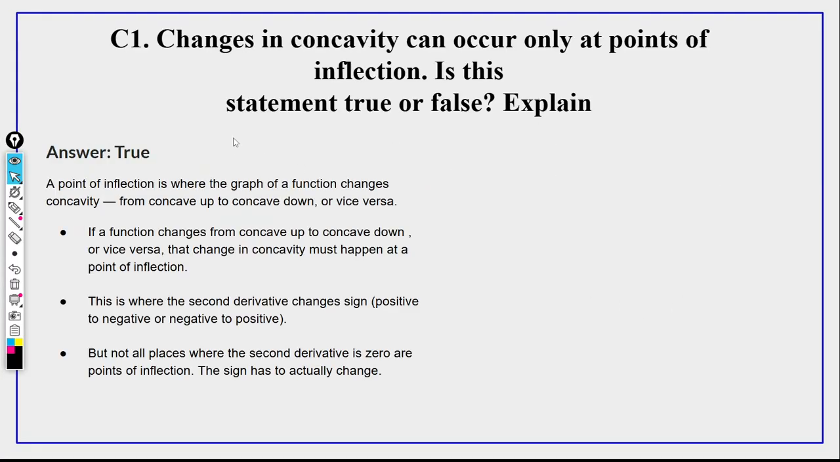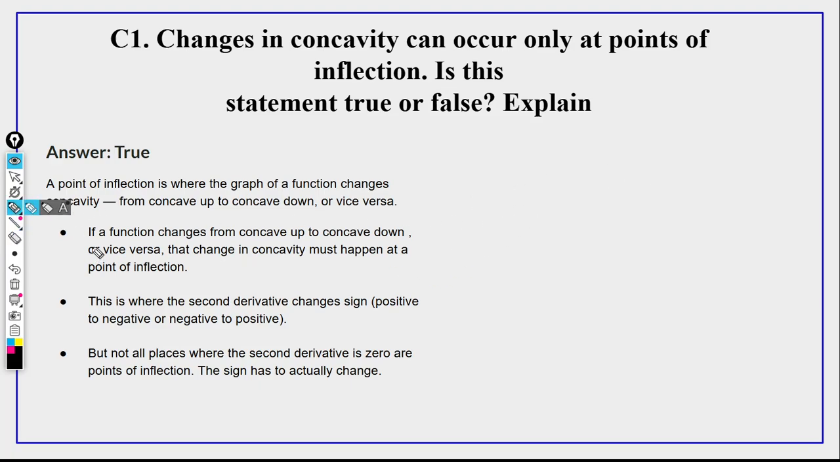Okay, so C1. Changes in concavity can occur only at points of inflection. Is this statement true or false? Explain. So this statement is true because a point of inflection is where the graph of a function changes concavity from concave up to concave down. So this is concave up and this is concave down.